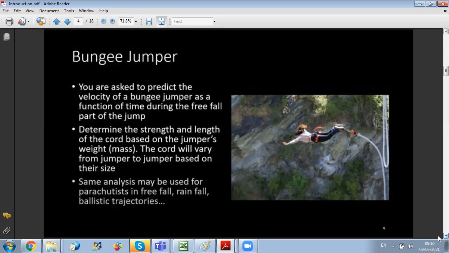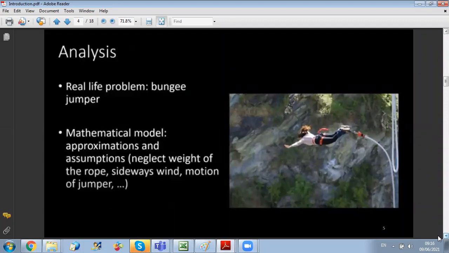Okay. And similar analysis can be done for parachutists in free fall, for rainfall, for ballistic trajectories. So what we will do here can be applied also in other similar applications. So to start with, I will do the analysis of a real-life problem, which is the bungee jumper. And I want to develop a simple mathematical model that will predict the behavior of the jumper.